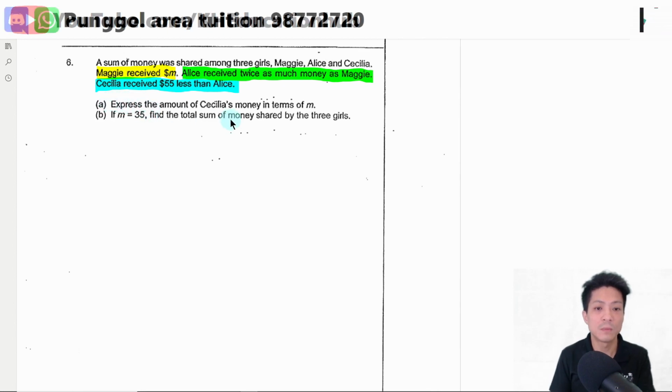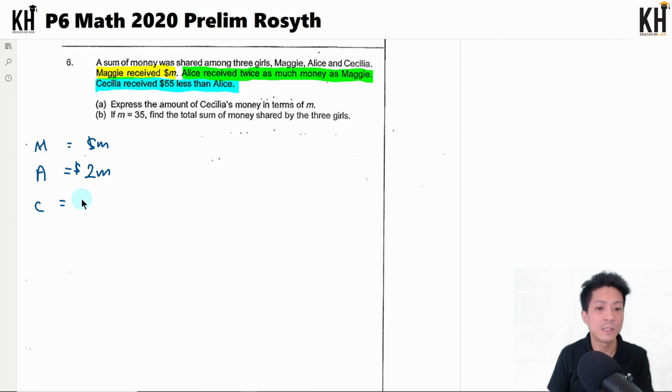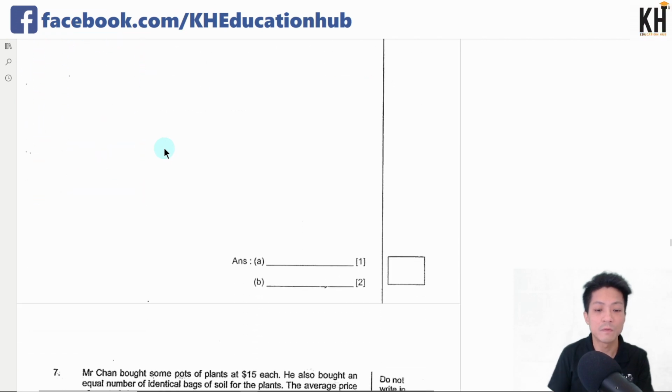So in this case, for part A, I need to express the amount of Cecilia's money in terms of M. So Maggie is equals to $M. Alice received twice as much as Maggie, so it'll be 2M. Cecilia received $55 less than Alice, so it'll be 2M minus 55. So this will be your answer for part A: 2M minus 55. Let me write this down first.